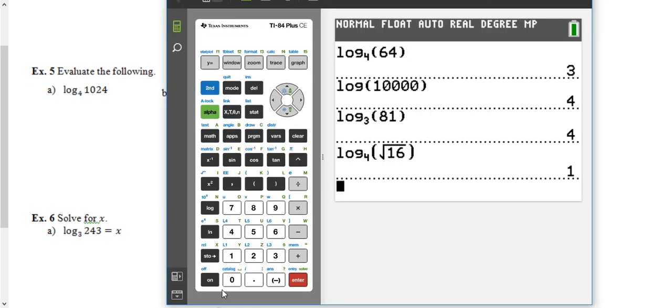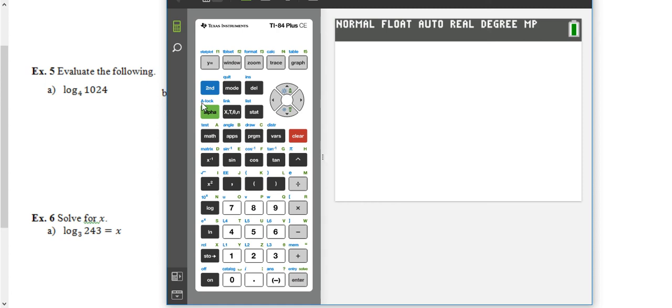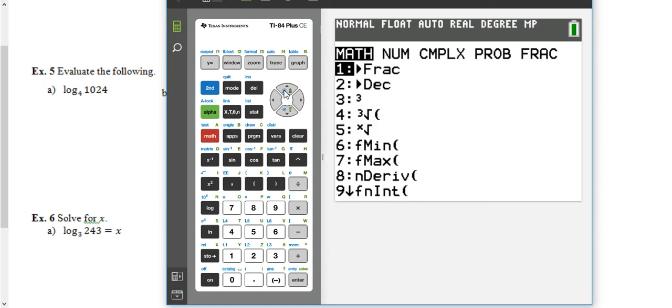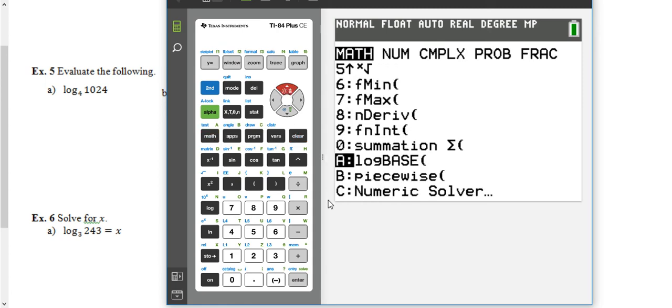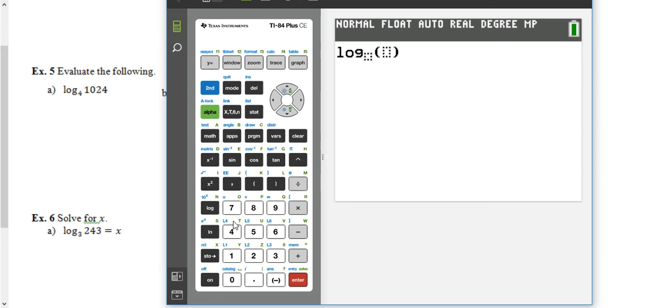I'm just going to use my graphing calculator, and I'm going to show you it in 2 ways. The first way is to use what we have on our graphing calculator, so I'm going to use log base. So we have log base 4 of 1024. The answer should be 5.